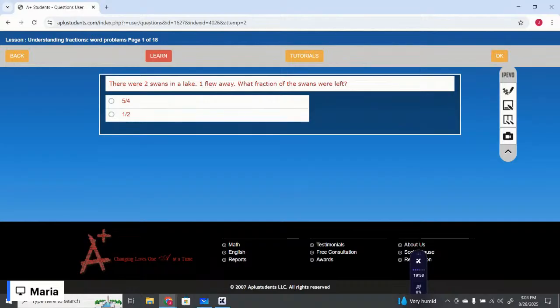There were 2 swans in a lake. One flew away. What fraction of the swans were left? So 1 out of 2. Option number 2 is the correct option. That is 1 out of 2.